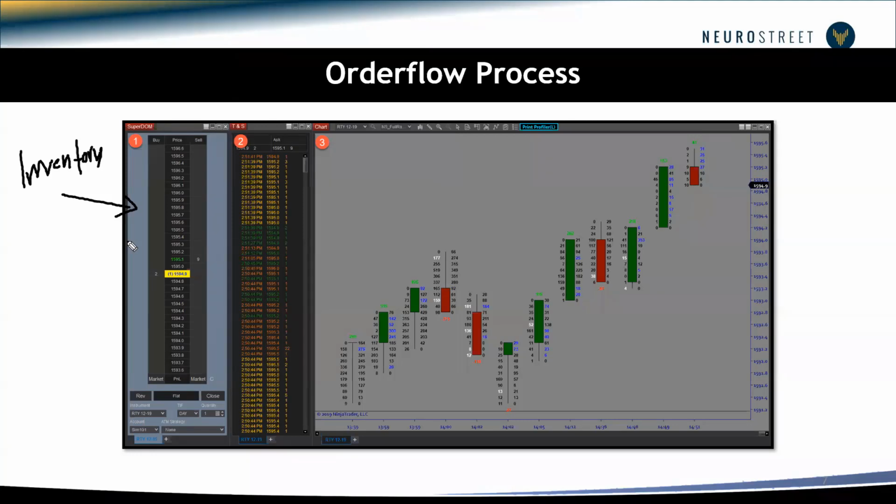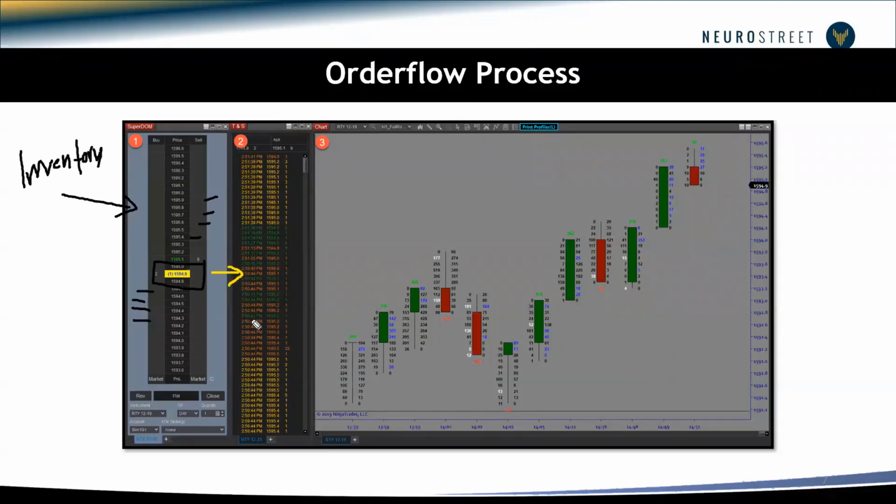before trades are executed, right? And people will place orders above price or below price waiting to get filled, or people will place market orders and get filled at market, okay? Now, the inventory is fine, because the inventory is the start of the process, but it doesn't really give us the conclusion to the story.